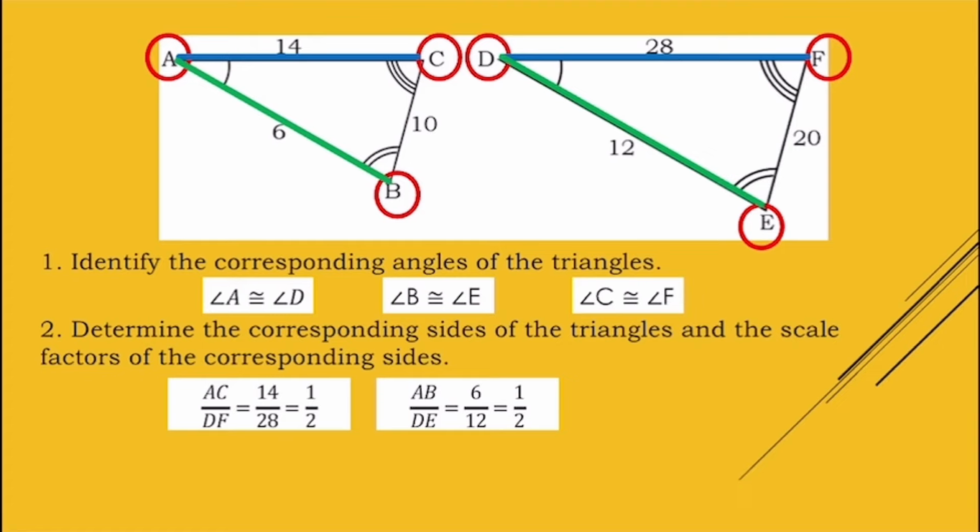And for our last corresponding side, which is line segment BC and line segment EF, to find the ratio of corresponding side, we have BC over EF and substitute the value. We have 10 over 20, and the lowest term is 1/2. Since the ratios of the corresponding sides are equal, then the corresponding sides are proportional.